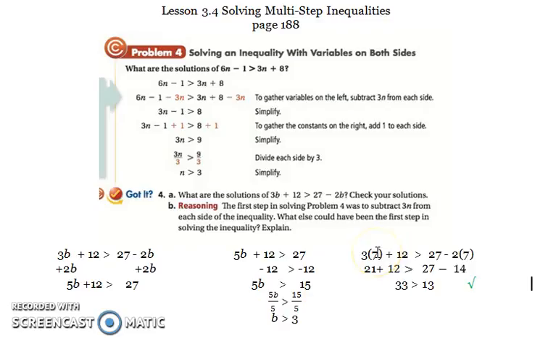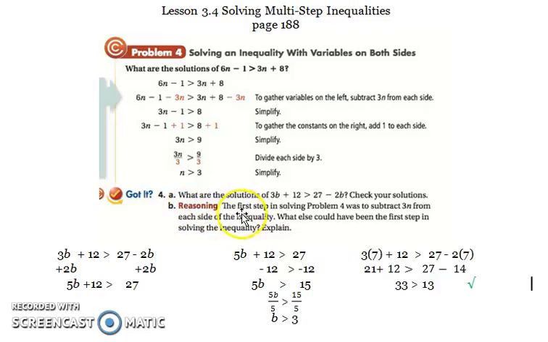So I just threw a 7 in there. So I have 3 times 7 plus 12 has to be greater than 27 minus 2 times 7. So 3 times 7 is 21. 21 plus 12 is 33. 2 times 7 is 14. 27 minus 14 is 13, so that works.